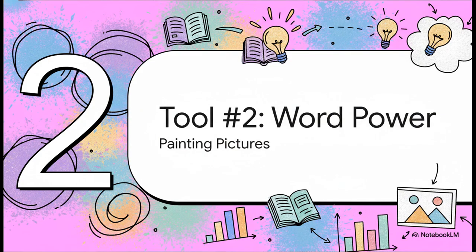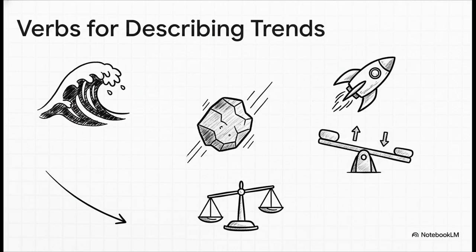All right, our grammar engine is all tuned up. Now let's move on to our second tool. This is all about using the right words to paint a vivid, accurate picture of the data for your reader. It's about word power. You have to get beyond just increase and decrease. Those words are fine, but they're a little boring.